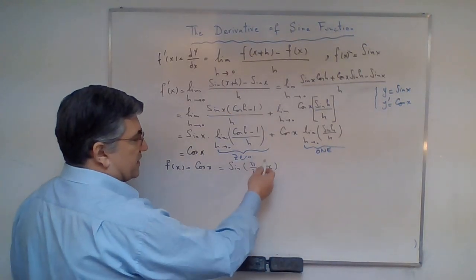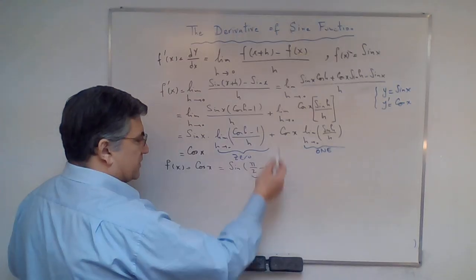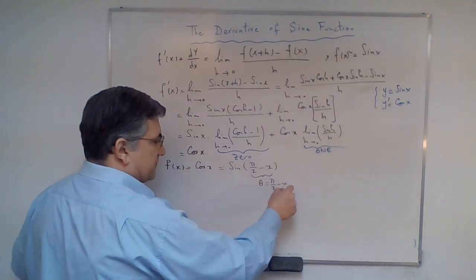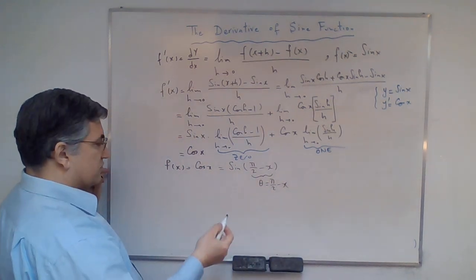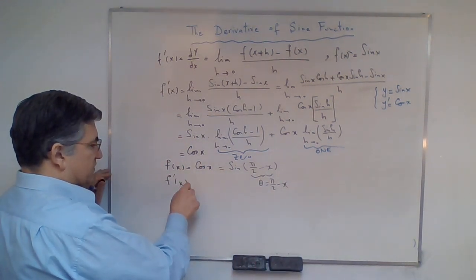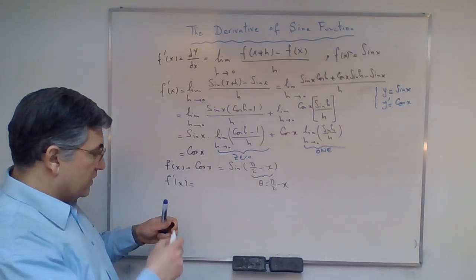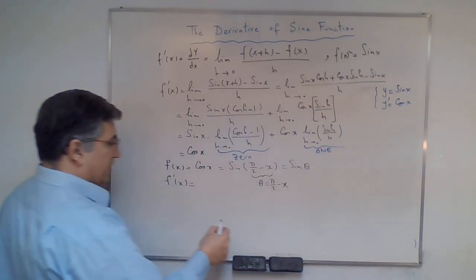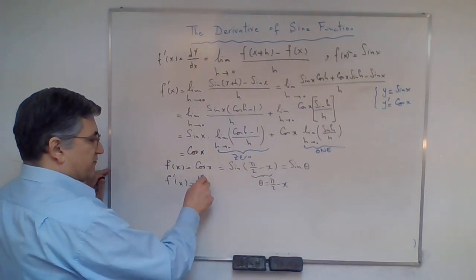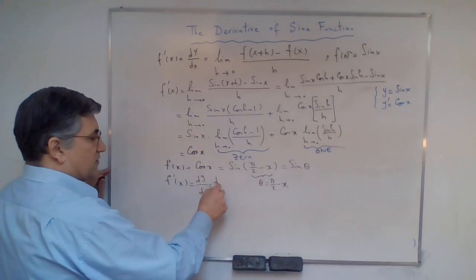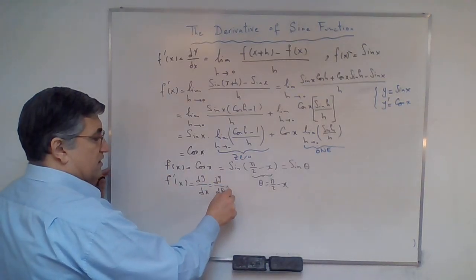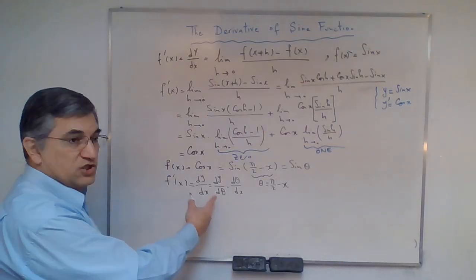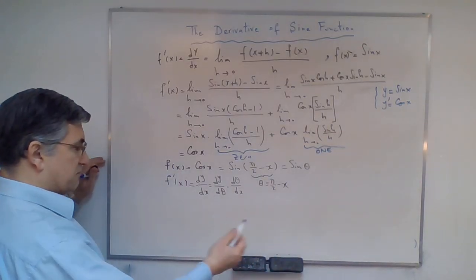I can say, okay, this is like some variable, let's call it theta. So theta is equal to pi over 2 minus x, okay? And we can find the derivative, which is f prime of x, using the chain rule. We can say this is basically sine of theta, and the derivative of y with respect to x is in fact derivative of y with respect to theta times d theta over dx. This is clearly chain rule in Leibniz notation, which we have studied in the past.